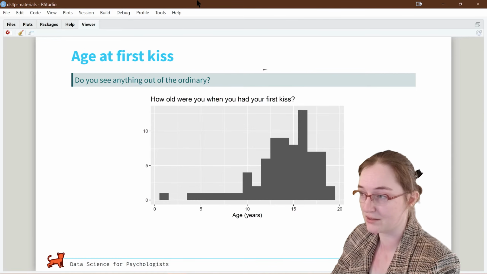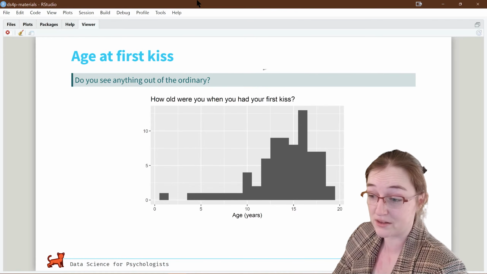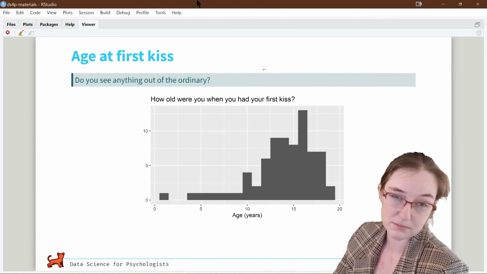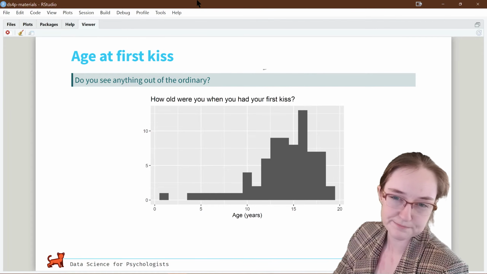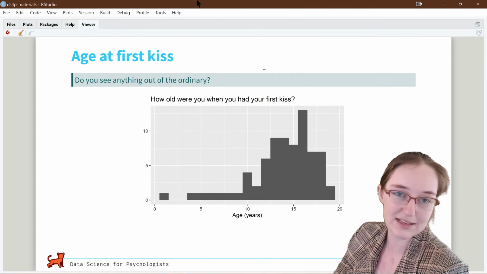And just plotting data, look at this one, age at first kiss. What looks out of the ordinary? I will not tell you. But just look. Which one of these is not like the other?